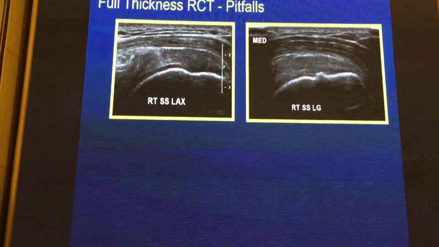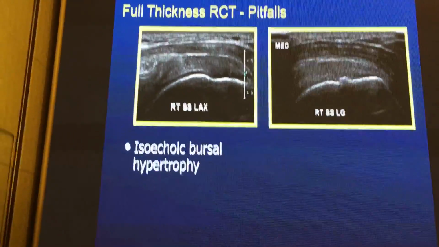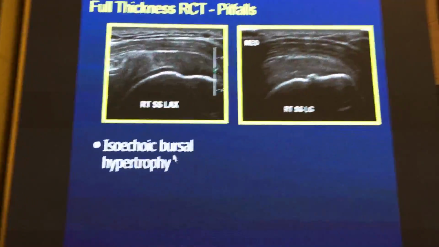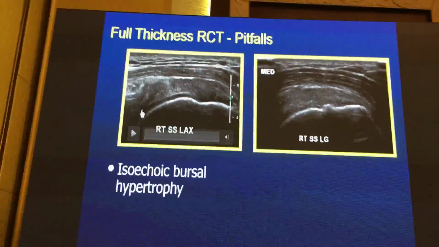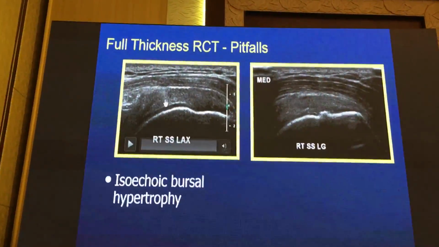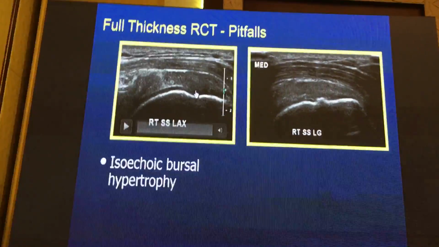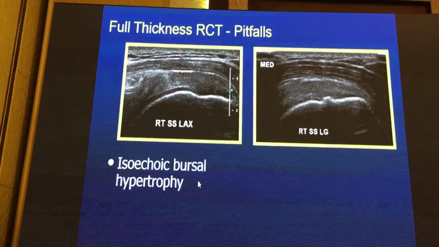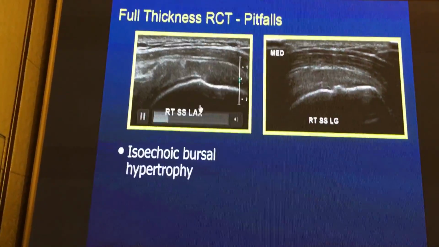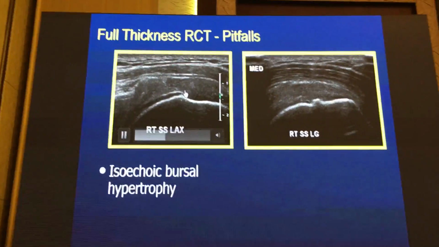So what are some pitfalls with full thickness tears? Well, number one, bursal hypertrophy. We already talked about that. The bursa can fill in an area. If you look at this, here is what looks like the supraspinatus tendon coming across where it should be attaching to the greater tuberosity. But this is all bursal hypertrophy.